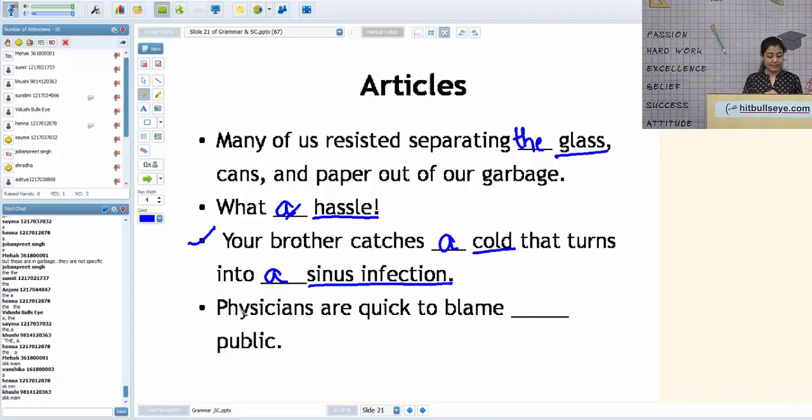Moving on to the last example, physicians are quick to blame. Very good. Yes, the public, because I'm referring to the people as a singular specific entity.